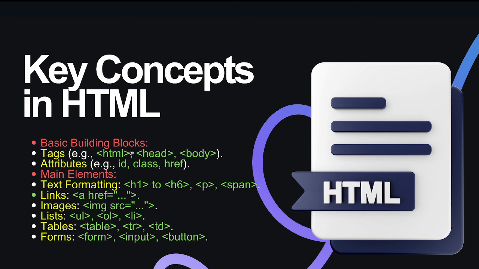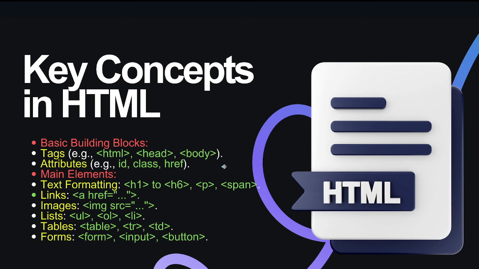This is a very introductory part of the video, so I will not go deeper. We are just overlooking these concepts. Then attributes like id, class, and href. A particular element will be known by its id and class, and href is for links.